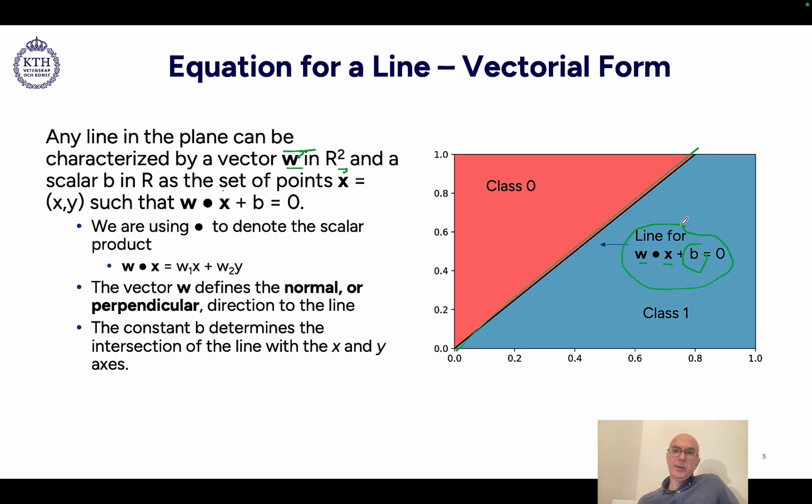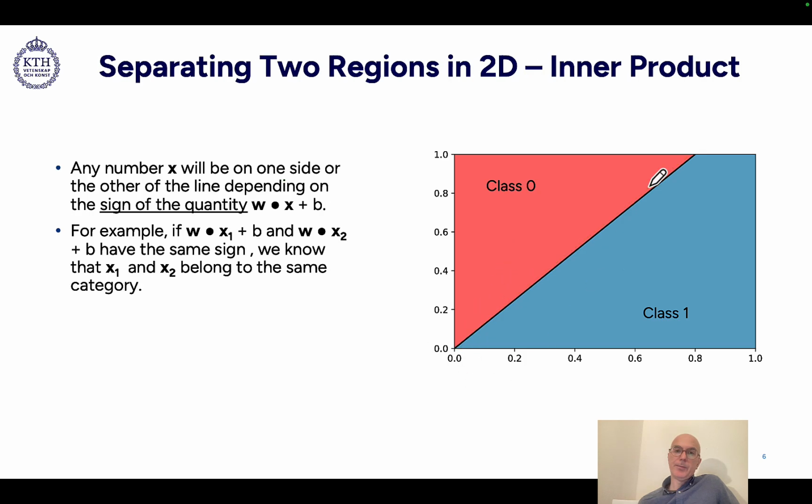So what is the physical meaning of the w? Well, the w is the normal, or the perpendicular direction, to the line, while the constant b determines the intersection of the line with the x and the y axis. By using this formulation, we can easily tell if a point belongs to class 0 or class 1 by taking the inner product.